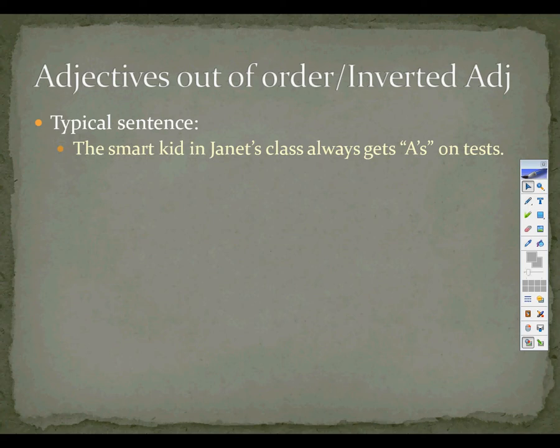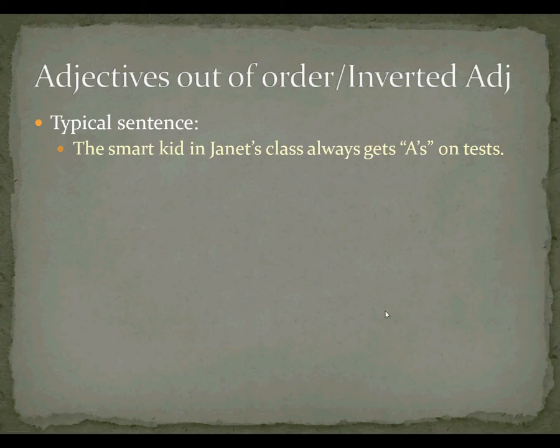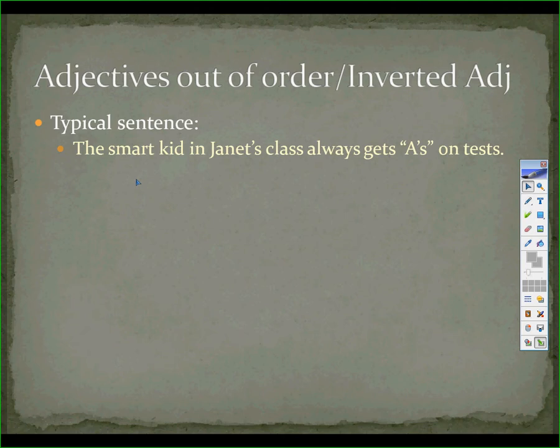Typical sentence, in the example: the smart kid in Janet's class always gets A's on tests. If you think about it, what is the main adjective in the sentence? The main adjective is smart, and that is modifying the subject, which is kid, also a noun. Subject's always a noun. And notice its location in the sentence. It's always in front of the word that it's modifying.